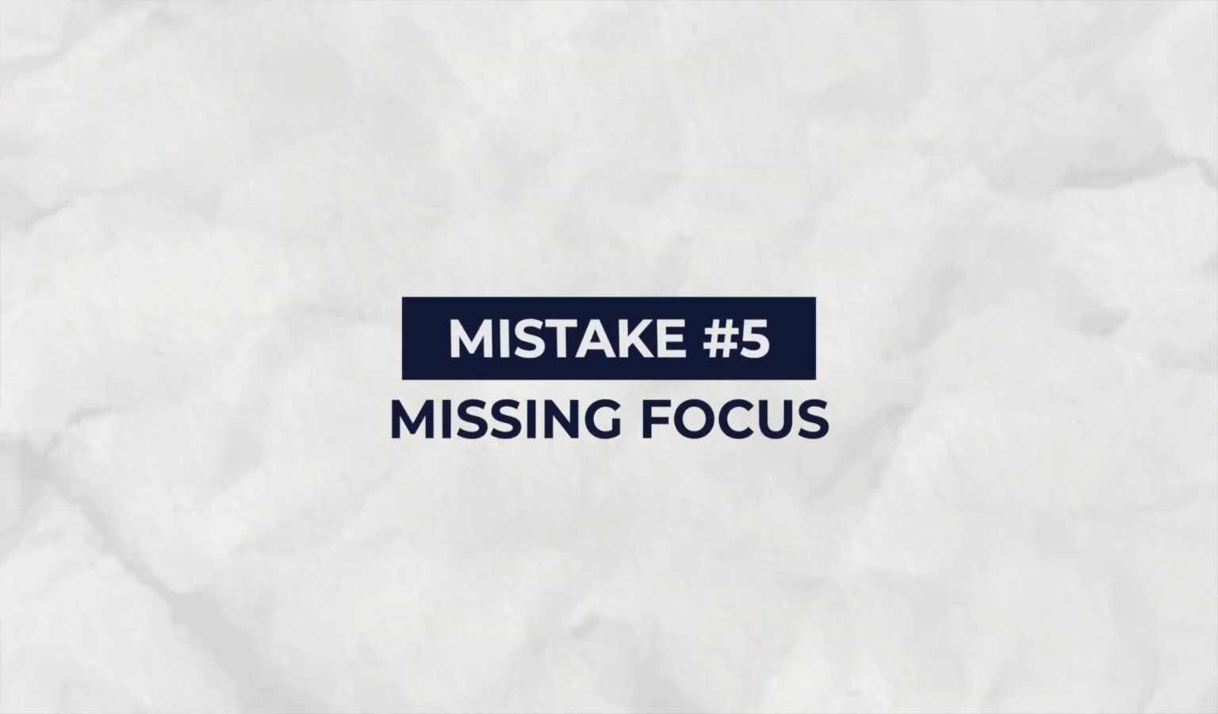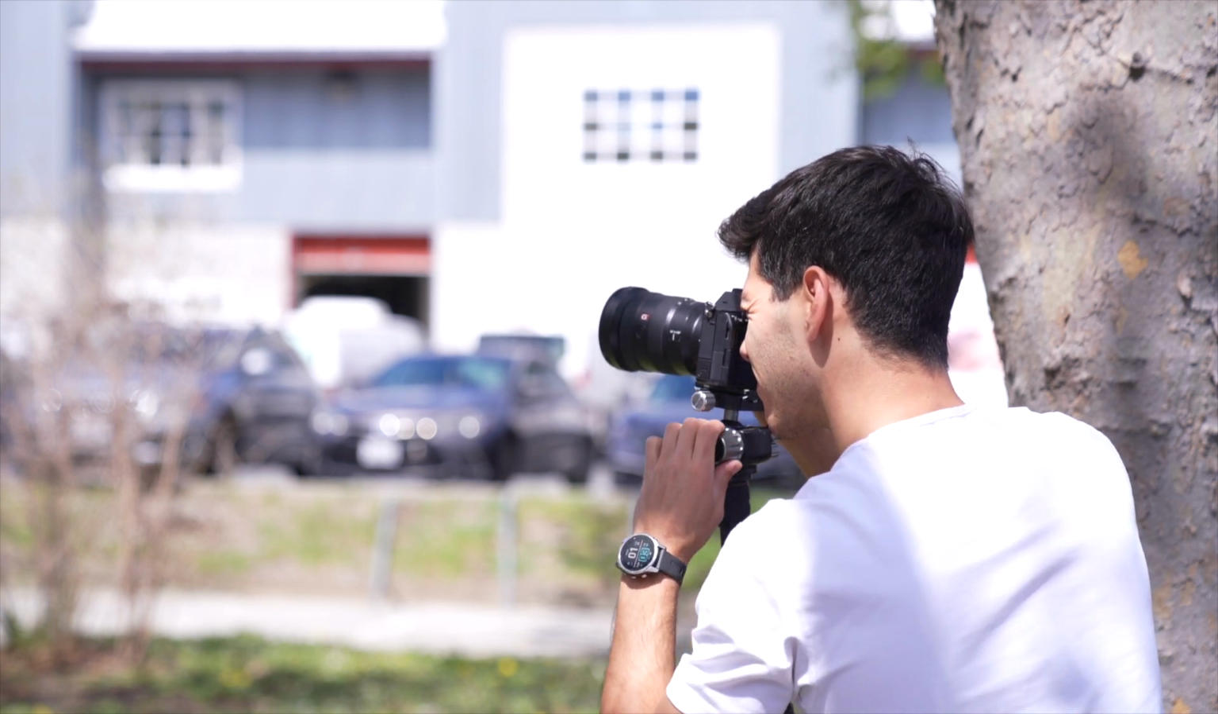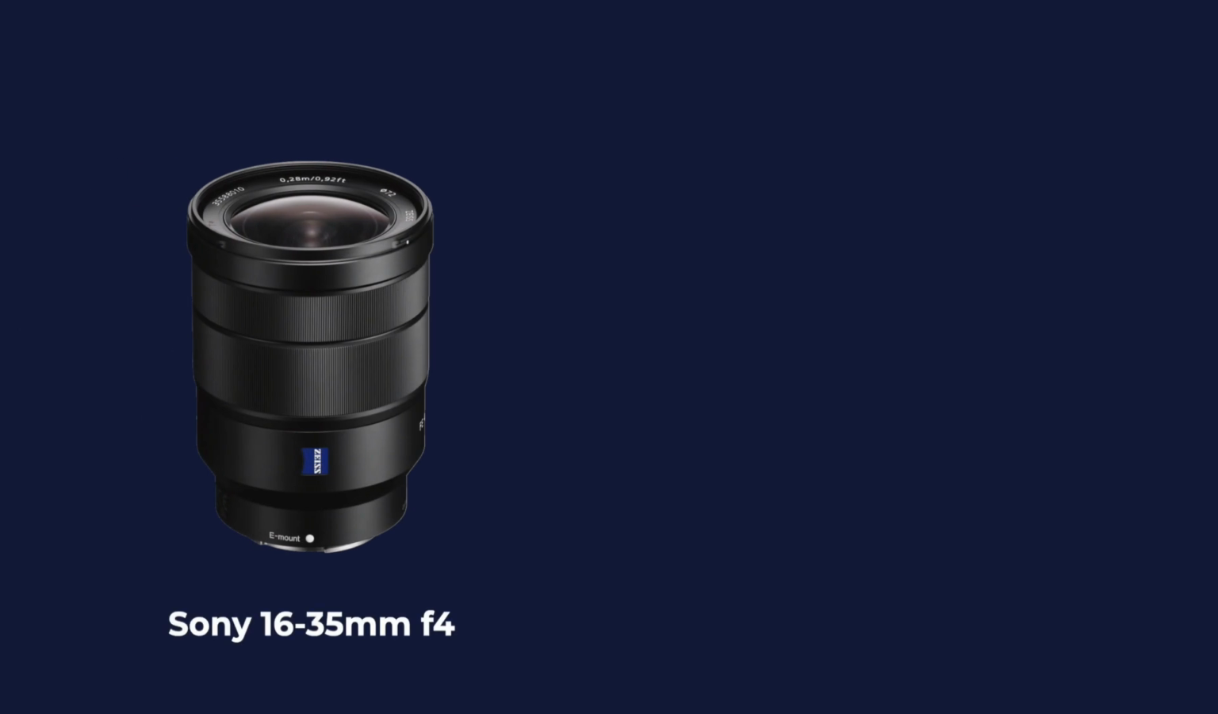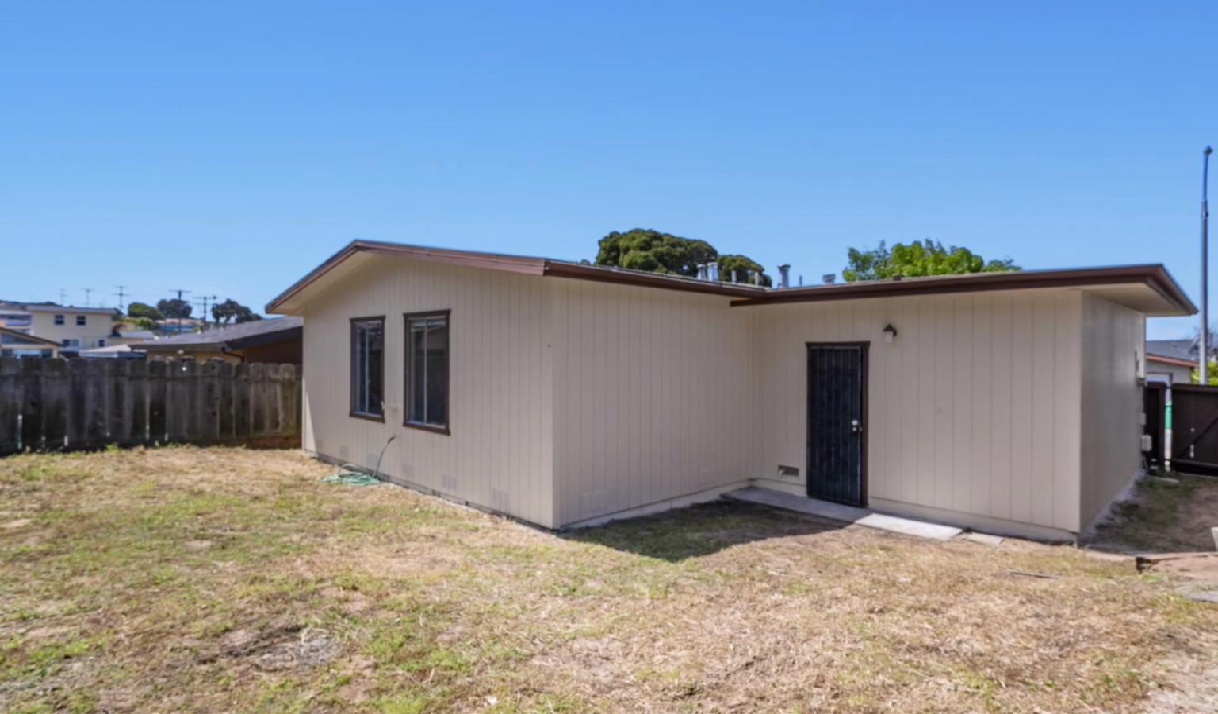Mistake number 5, missing focus. The last and final mistake is getting out of focus or blurry shots. Now, most modern cameras are going to have a good autofocus system, and I have mine turned on 100% of the time when shooting photos. But at one point I rented a Sony 16-35 f4 while my main lens, a Sigma 14-24, was having repairs done. And I never missed focus with the Sigma, but with the rental lens, I was getting 1 to 2 out of focus shots on each property.